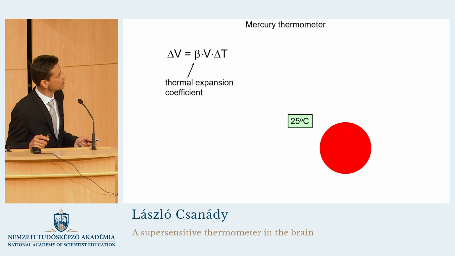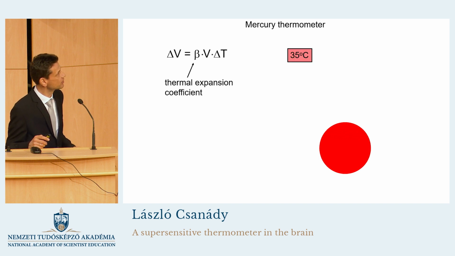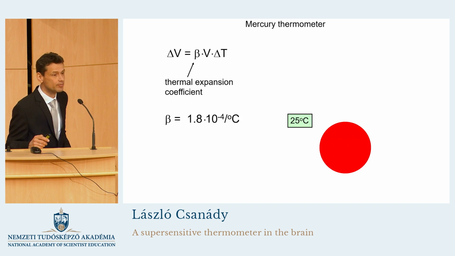If this is a droplet of mercury at room temperature, and I heat it by 10 degrees, the droplet expands, and when I cool it back down, it shrinks again. Of course, you can't see that because the thermal expansion coefficient, beta, is very small. But I can enhance these motions using a trick.